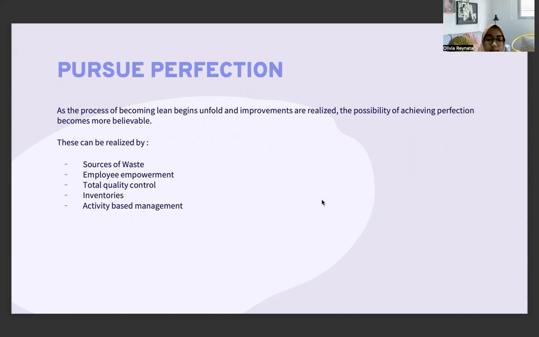Fifth, activity-based management. Process value analysis is the methodology for identifying and eliminating non-value-added activities. Process value analysis searches for the root cause of the wasteful activities and then over time eliminates these activities. Next.